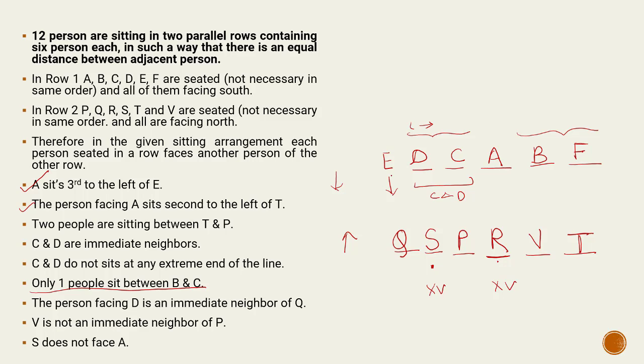So as you can see, there are a lot of basic things that we have used here. We started with A sits third to the left of E. You have to take care who's facing south, who's facing north, and a couple of times there were negations, like at these two places we cannot come, or C and D can only come here because they cannot come on the extreme. So writing the negative information becomes as important as writing the positive information when we are making a linear arrangement question.